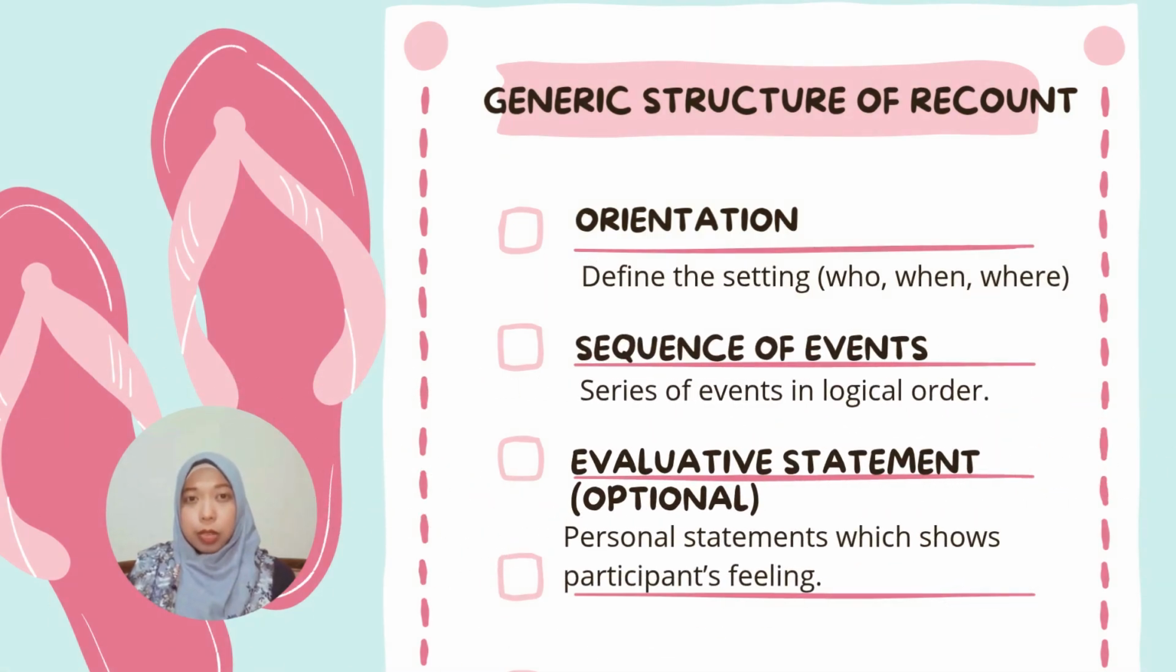When you write a recount text, you have to follow the generic structure of recount text. There are three parts of the structure. The first, it is orientation. Usually in this part, you are going to define the participants, the place, or maybe the time the story happened. And the next, it is series of event or sequence of event. In this part, you have to arrange the event in logical order. And the last, it is evaluative statement. This last part is actually an optional. If you want to add this part, you have to write personal statement which shows participants' feeling.